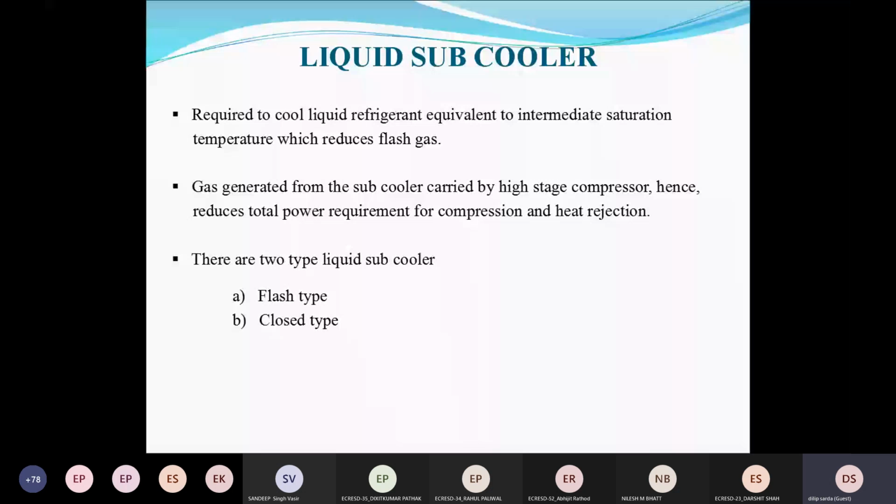This reduces the total power requirement for the compressor heat rejection. I will try to explain this point again on the pH diagram, because it is easier to explain on the pH diagram most of the time. There are two types of liquid subcooler, flash type and closed type.